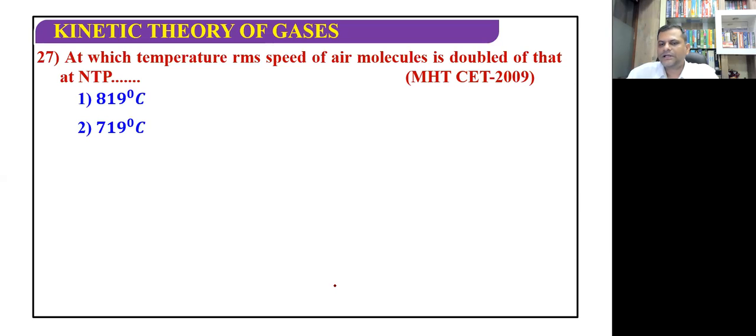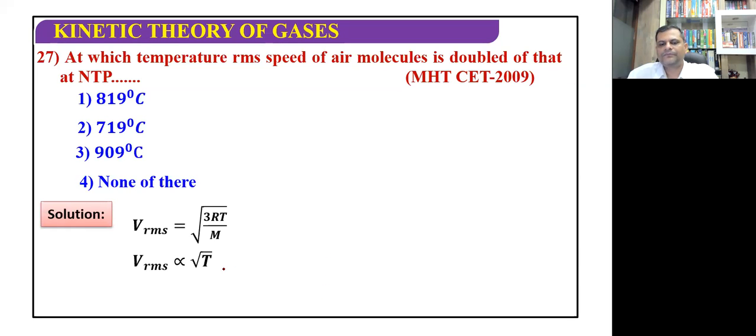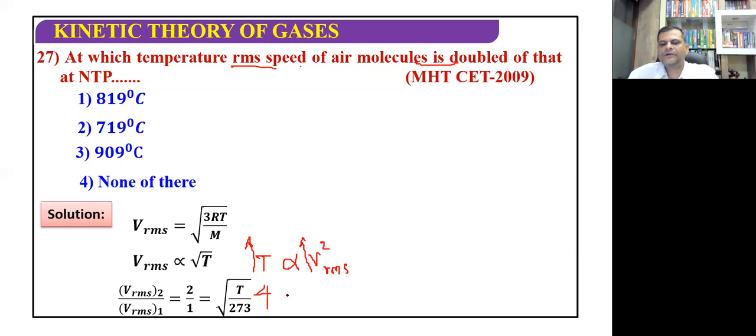At which temperature RMS speed of air molecules is double of that at NTP? तो RMS speed जो है वो हमको डबल करना है, तो देखो यहाँ पे V is proportional to root T, and इसका मतलब ये होता है कि T is proportional to VRMS का स्क्वायर, बोल सकते हैं ऐसा, and since VRMS has to be doubled, RMS speed को हमको क्या करना है, डबल करना है, तो when VRMS will get doubled, what will happen to this T here? It will become 4 times. That means we have to make the temperature 4 times of that of NTP.